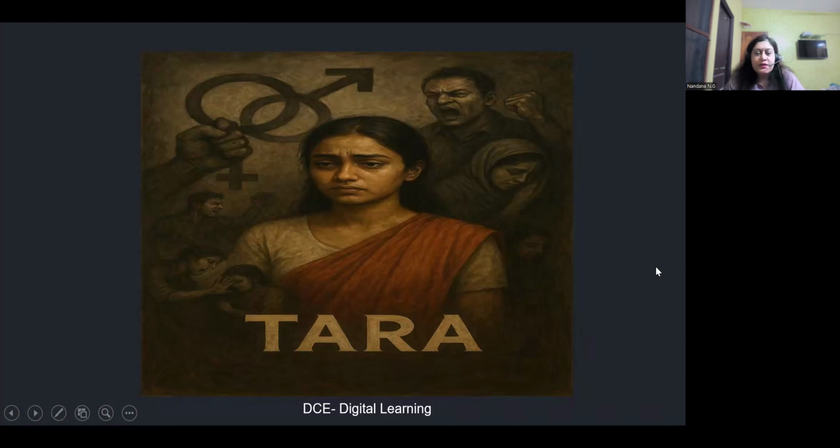This image represents the play Tara. We can see Tara, the primary character or the protagonist, being a victim of all the factors. We can see how her parents' decision influenced her life, and then the patriarchal bias in society. All these factors made sure that Tara was marginalized for no fault of hers.